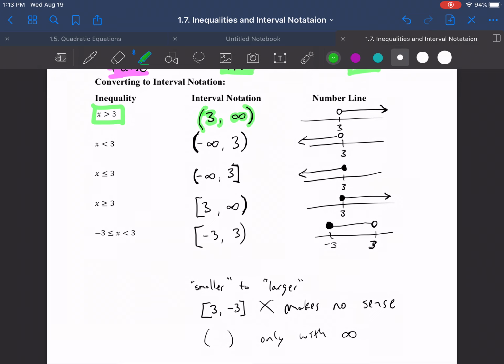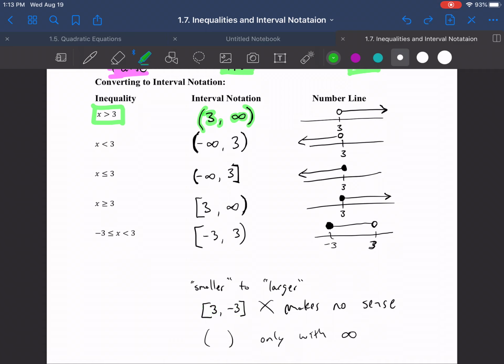A couple things I want to note down here at the bottom. You always do this smaller to larger. You put the lesser number, the smaller number on the left, and the greater number on the right. Something like 3 comma negative 3 really makes no sense because you're in the wrong order there. It can't be greater than 3 but less than negative 3. That doesn't make any sense unless you have 2 different broken sections, and that's not the way you would write it anyway.